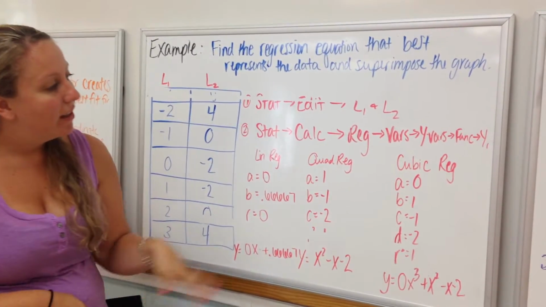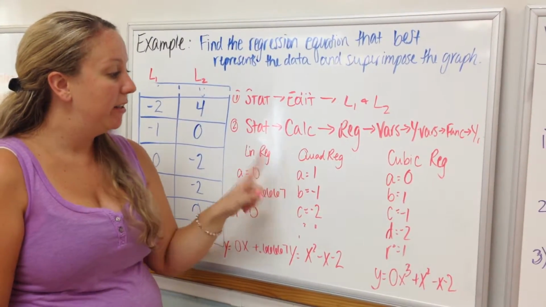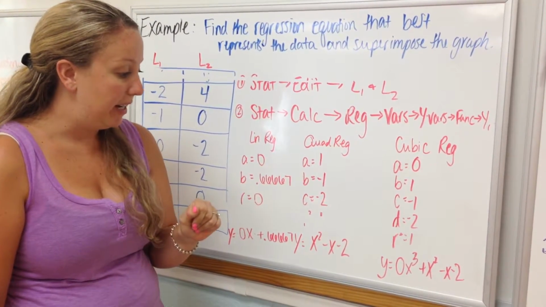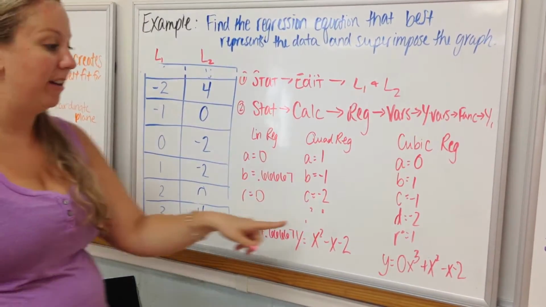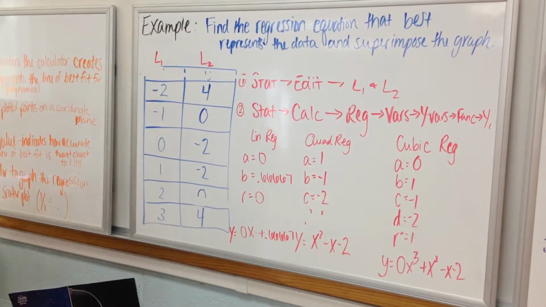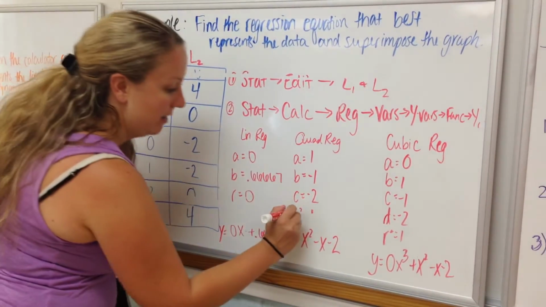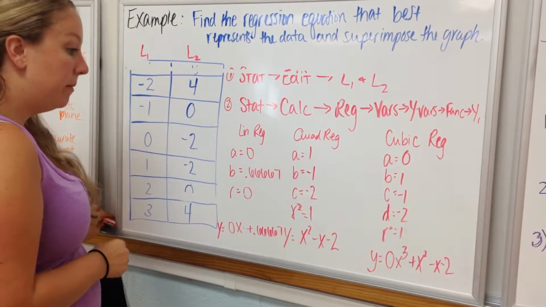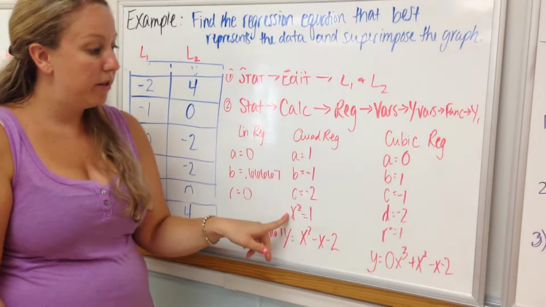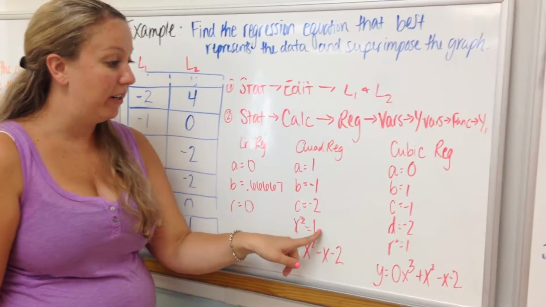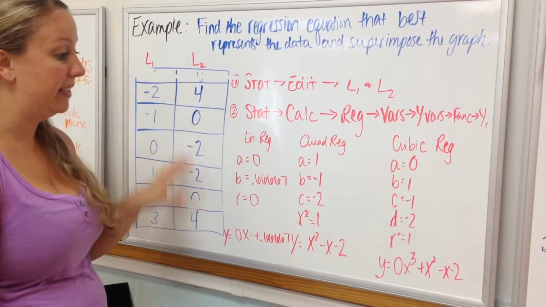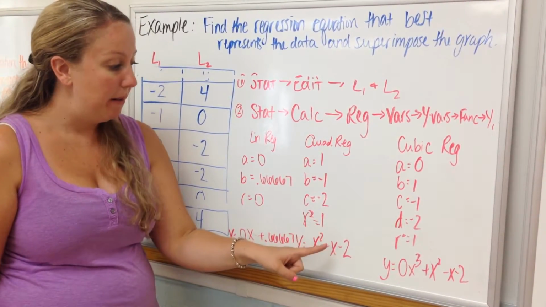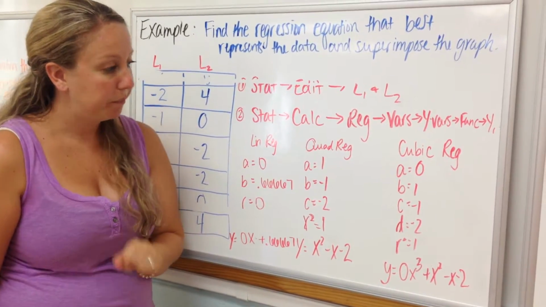Your quadratic regression, you would get A equals 1, B equals -1, C equals -2, and your R squared value equals 1. Because your correlation coefficient is 1, this is a very good model for this data, very good line for this data. Your equation would say y equals x squared minus x minus 2.